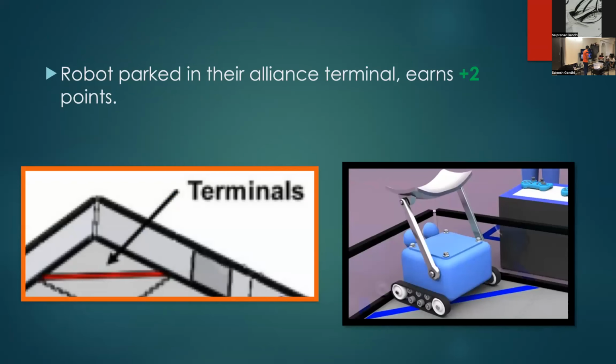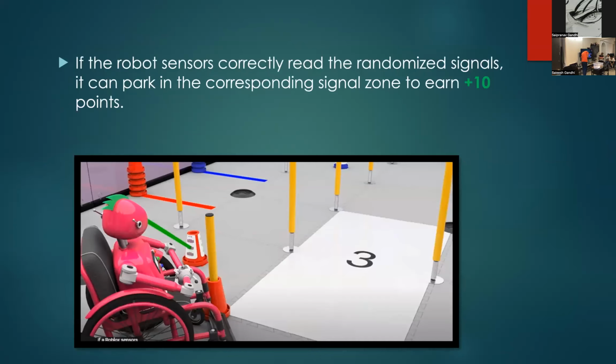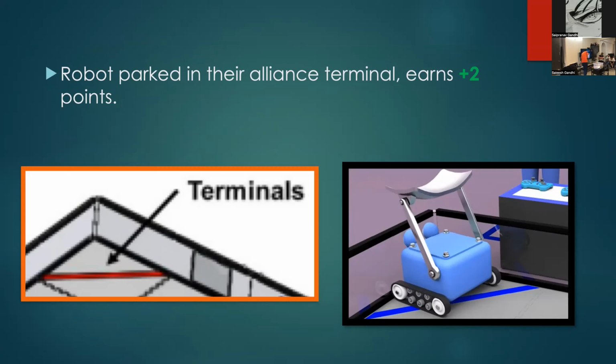Robots can also be parked in the alliance terminal. For example, this is the blue robot, and it is parked in the blue terminal. So it is 1 plus 2. It's also available in the manual period.